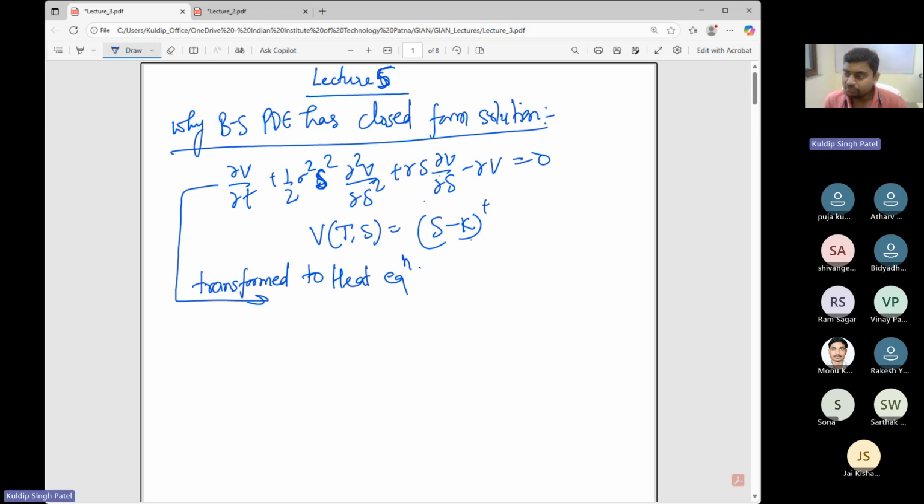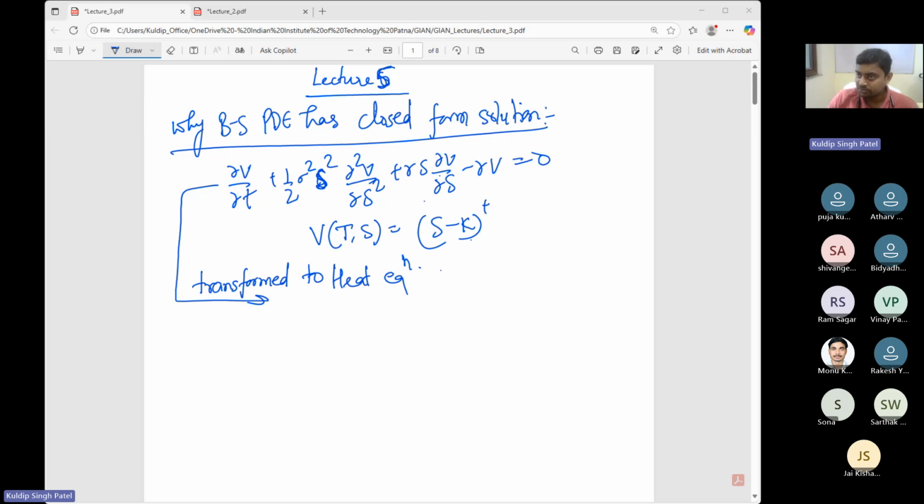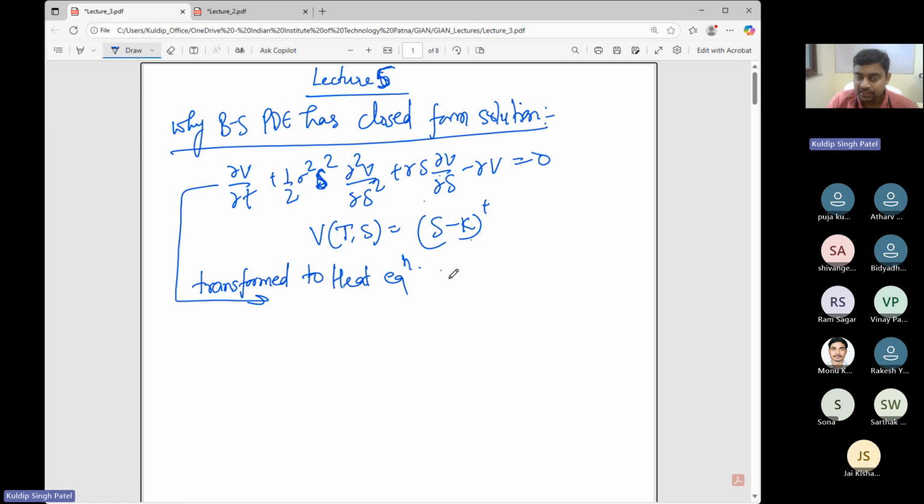What Black-Scholes did actually, they derived a partial differential equation, but then they transformed it into the heat equation, and we all know that we can solve the heat equation with pen and paper. This was one of the major advantages of the Black-Scholes equation, that they could solve it using pen and paper, without doing any computation, by transforming it into the heat equation. So let me tell you, I'll not tell many transformations, let me tell you quickly.